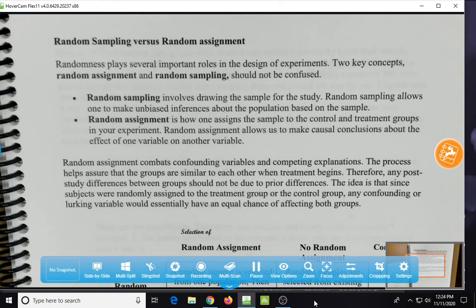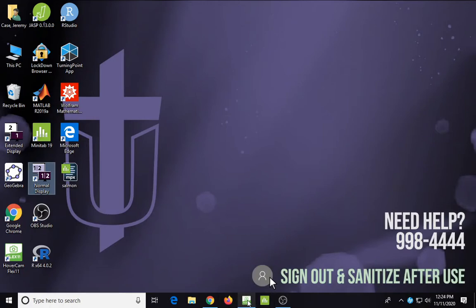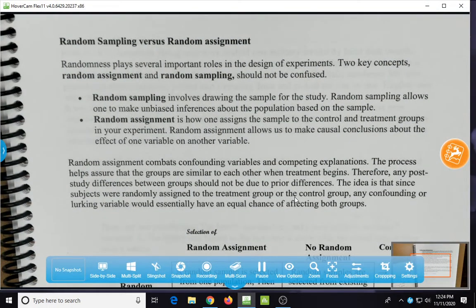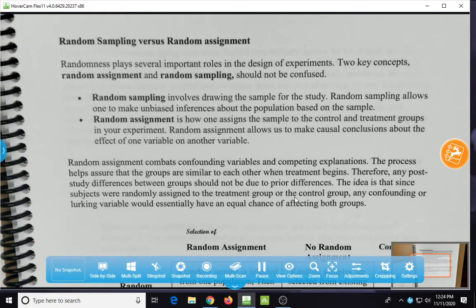Read those two paragraphs to determine whether you have random sampling and random assignment. Okay, randomization is very important in statistics. You are actually using randomness to your advantage. Randomness and variability are two of the key ideas. There are two key assignments, random assignment and random sampling.